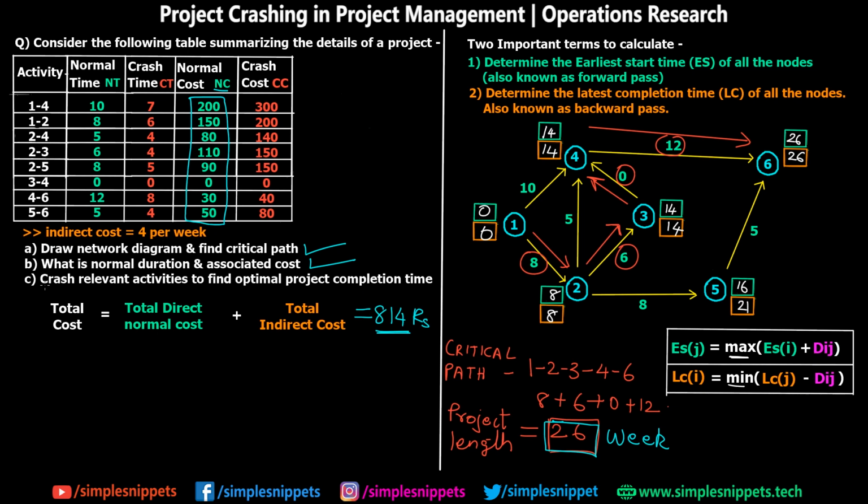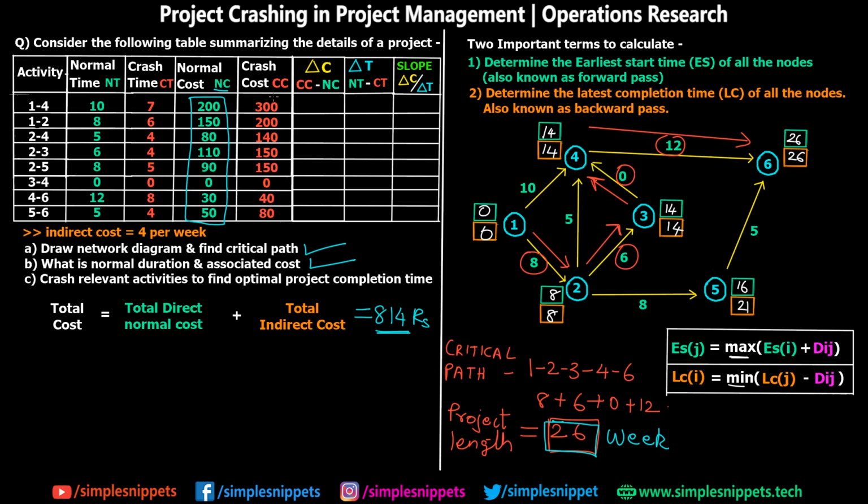And now let's move on to the last part, that is crashing of activities. In order to perform crashing, we need some values that we have to find out. The first value is the difference between the crash cost and normal cost of all the activities. We also have to find out the difference between the normal time and crash time for every activity.